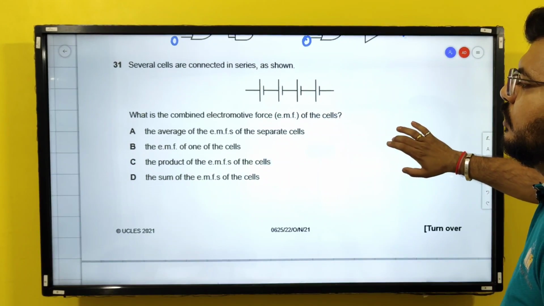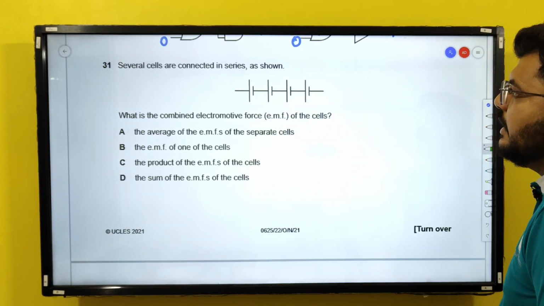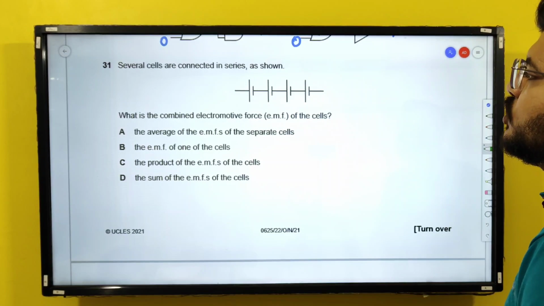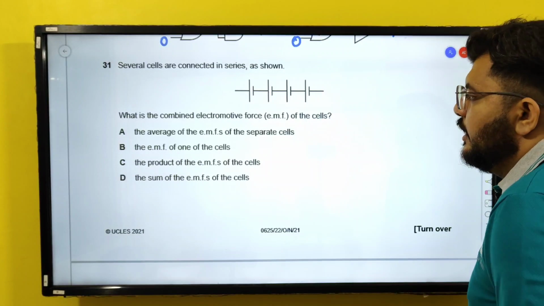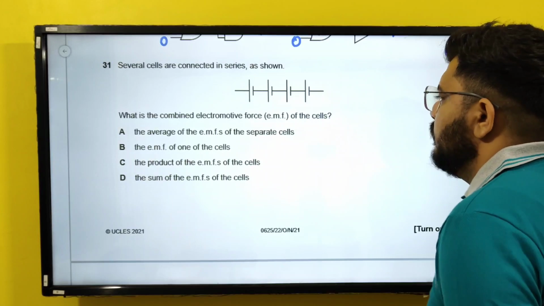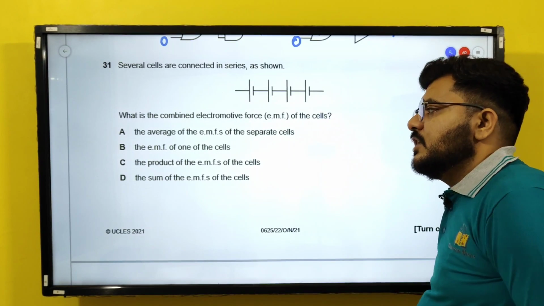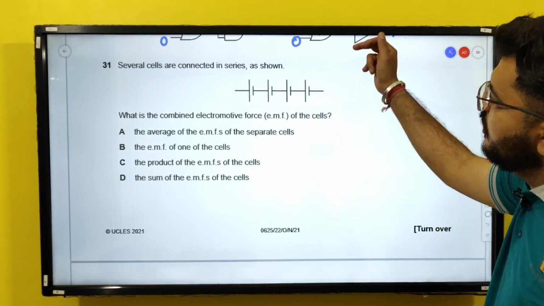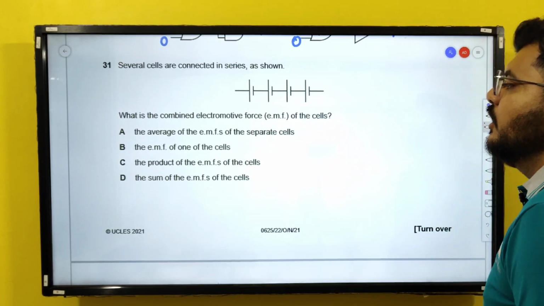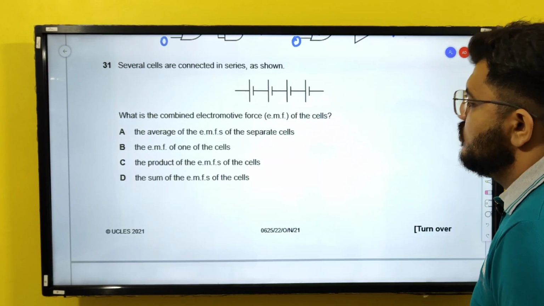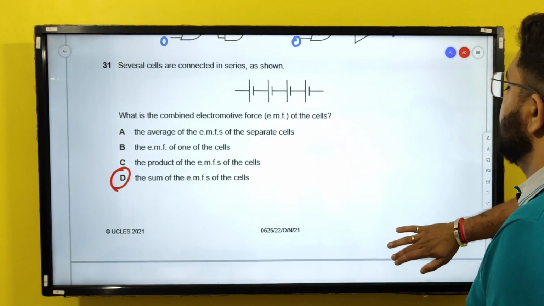Question 31. Several cells are connected in series as shown. What is the combined electromotive force of the cells? Let's see. The average of EMF of the separate cells? No, it is actually the total EMF of the separate cells. The EMF of one of the cells, if they were in parallel, yes, the EMF of one of the cells is the actual EMF. The product of EMF of the cells? No, but the sum of EMF of the cells.